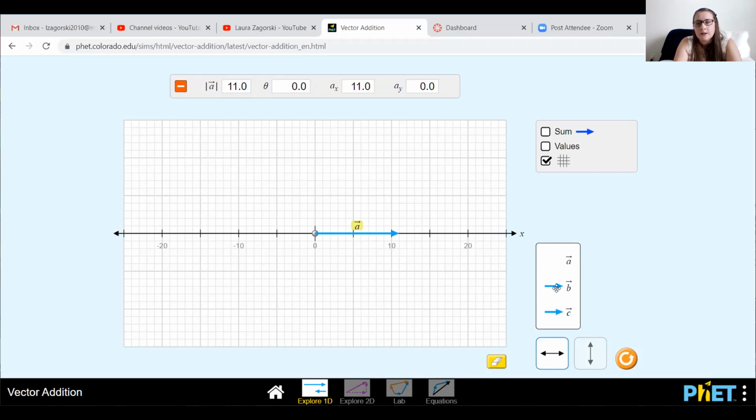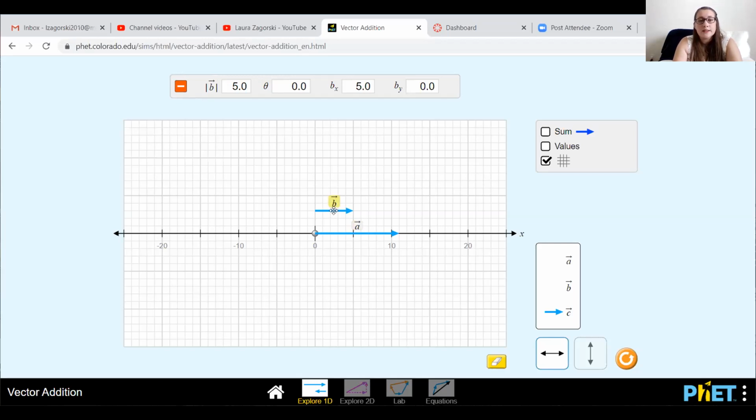And let's say I want to add in this other vector B. Just drop that in right there. It's 5 blocks long. That's the magnitude. And again, it's in this direction of 0 degrees. So thinking about our vector addition rules, if we wanted to say, what is A plus B?